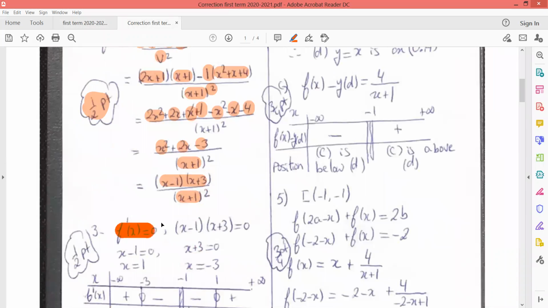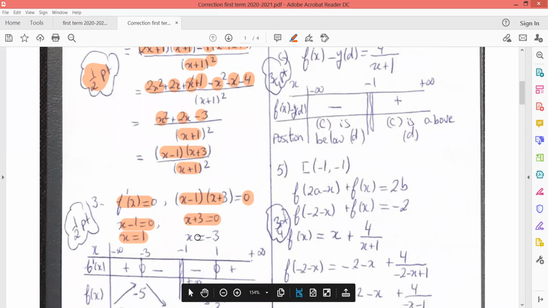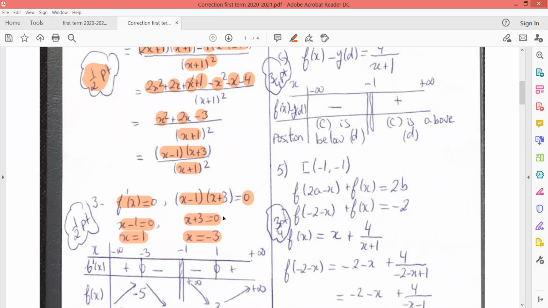So we solve f prime x equal to 0. Here we take the numerator, x minus 1 into x plus 3 equal to 0. x minus 1 equal to 0 means that x equals 1. x plus 3 equal to 0 means that x equals minus 3. 1 and minus 3 both belong to the domain, so they are both accepted values.